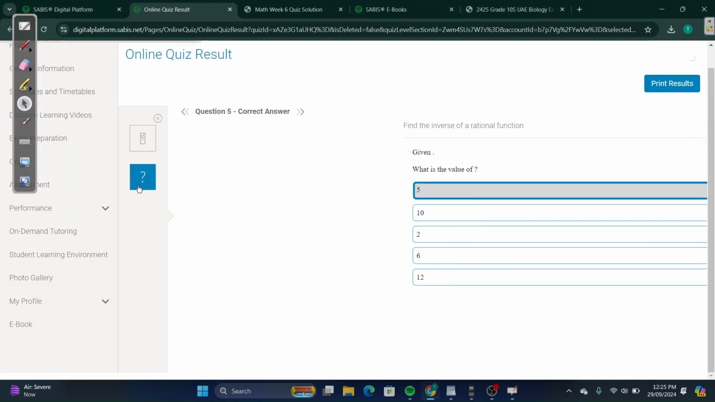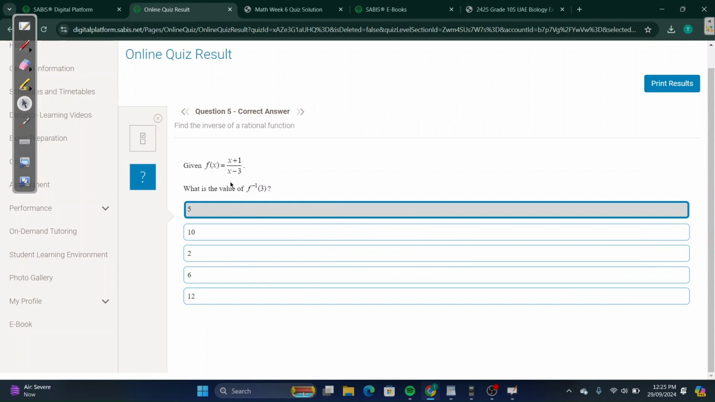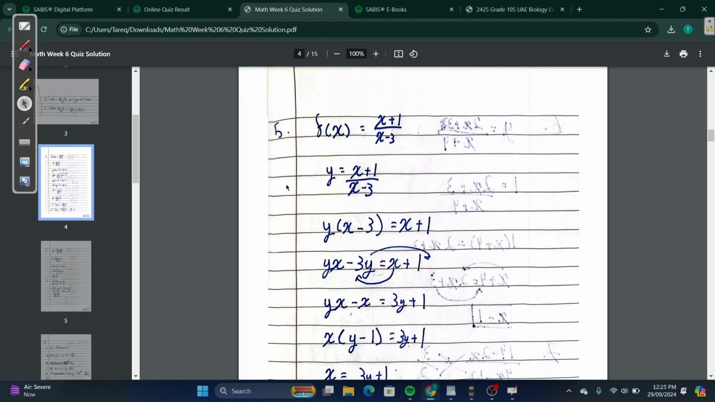Just the answer was 20. Okay. So given f of x equals x plus 1 over x minus 3, what's the value of f inverse of 3?